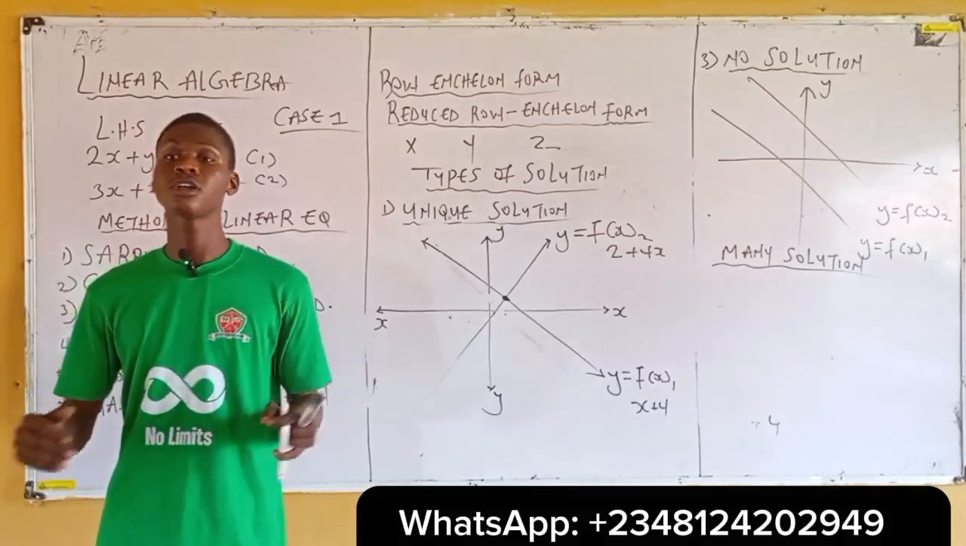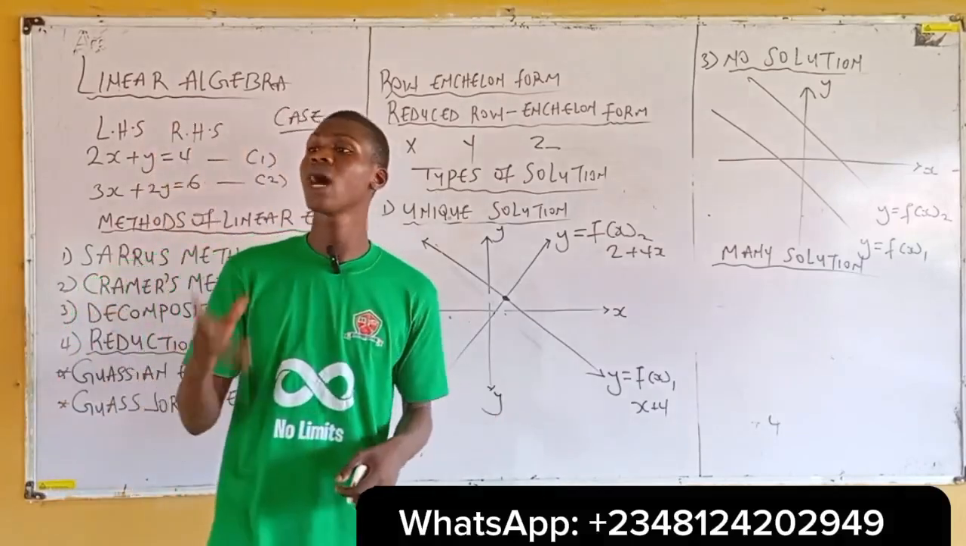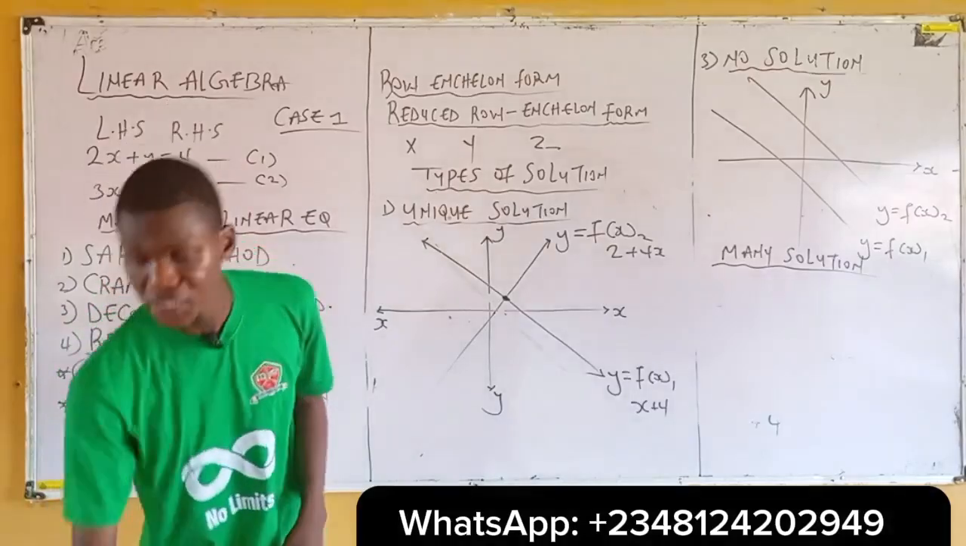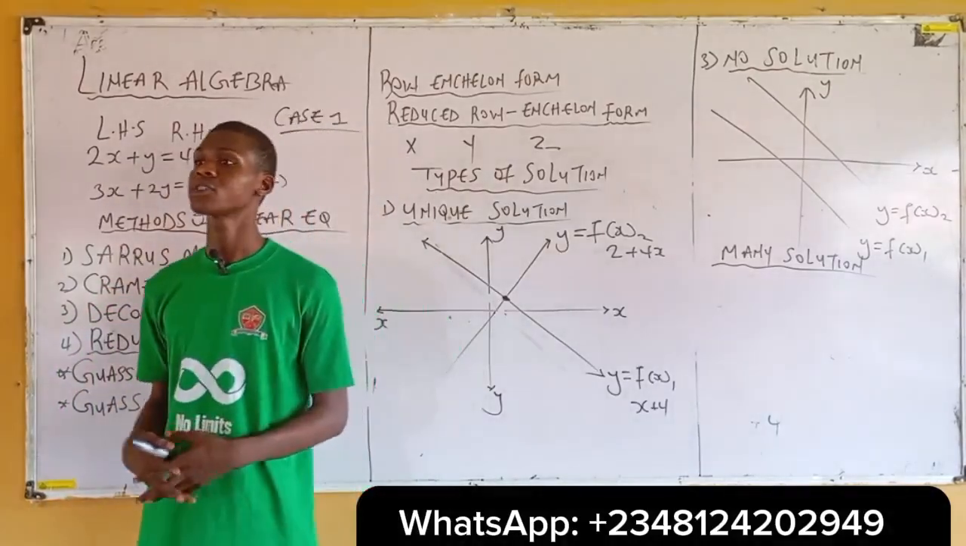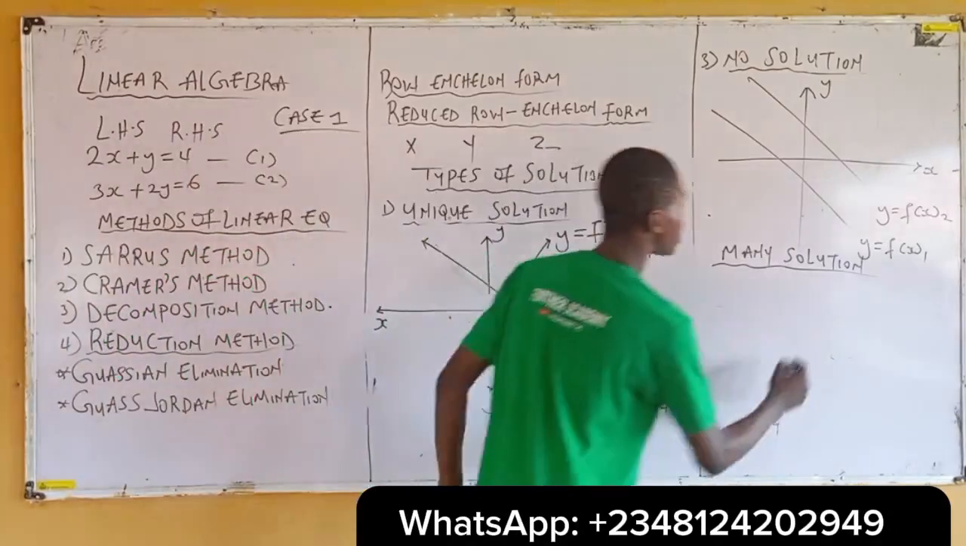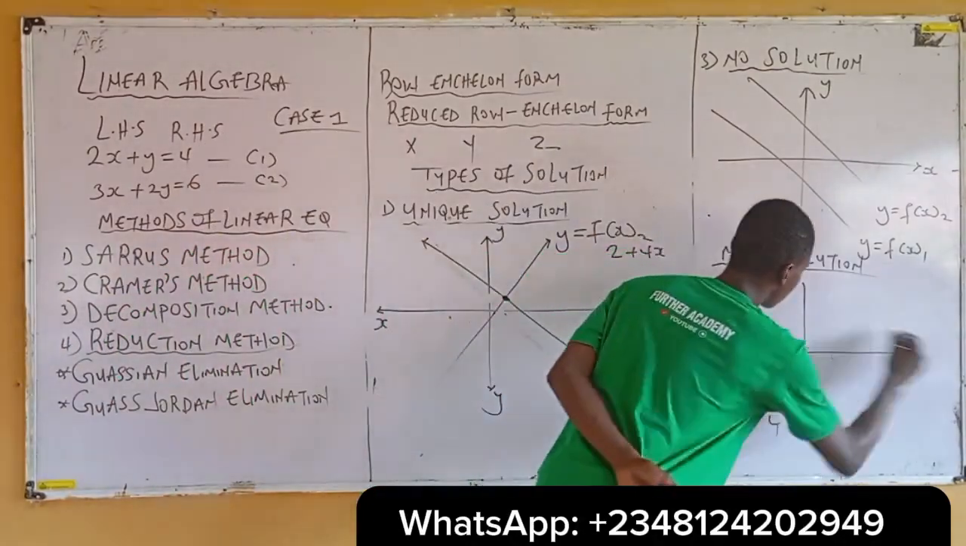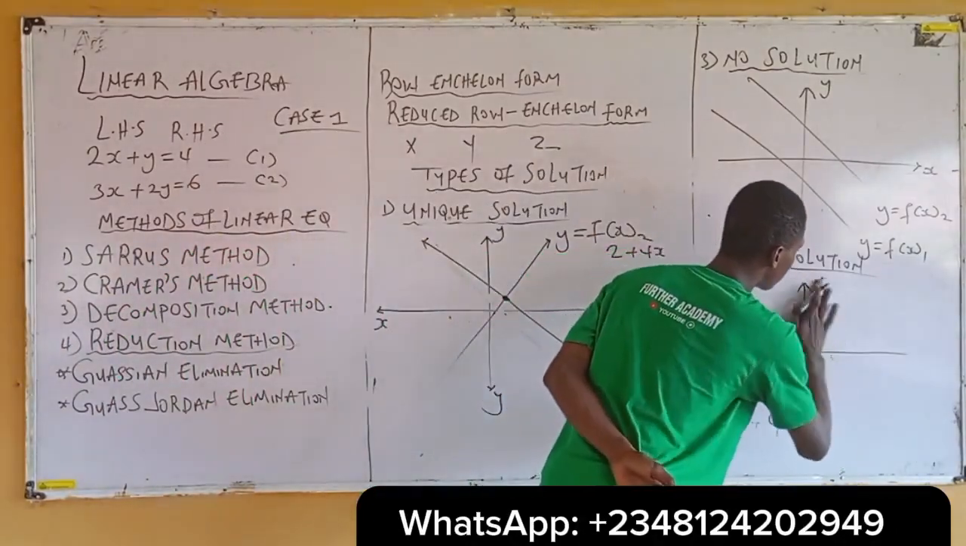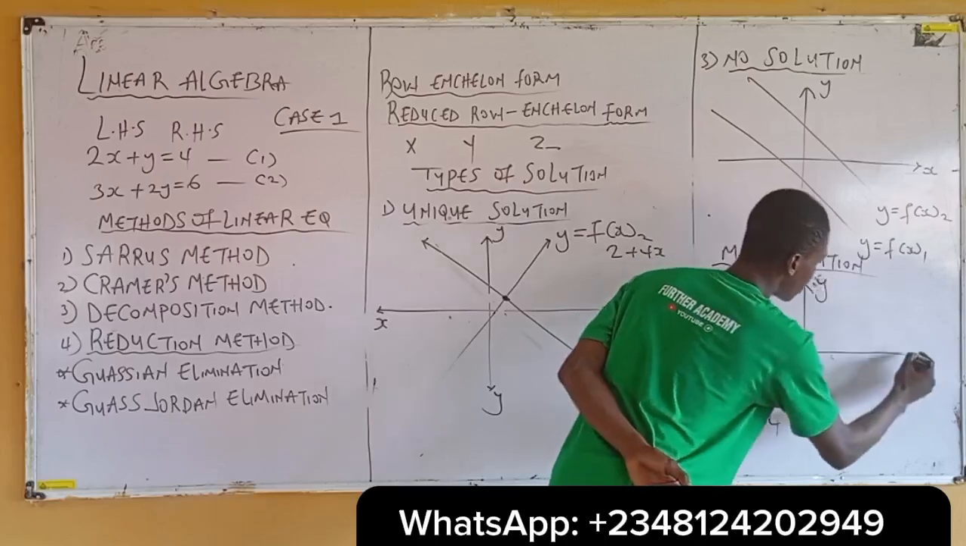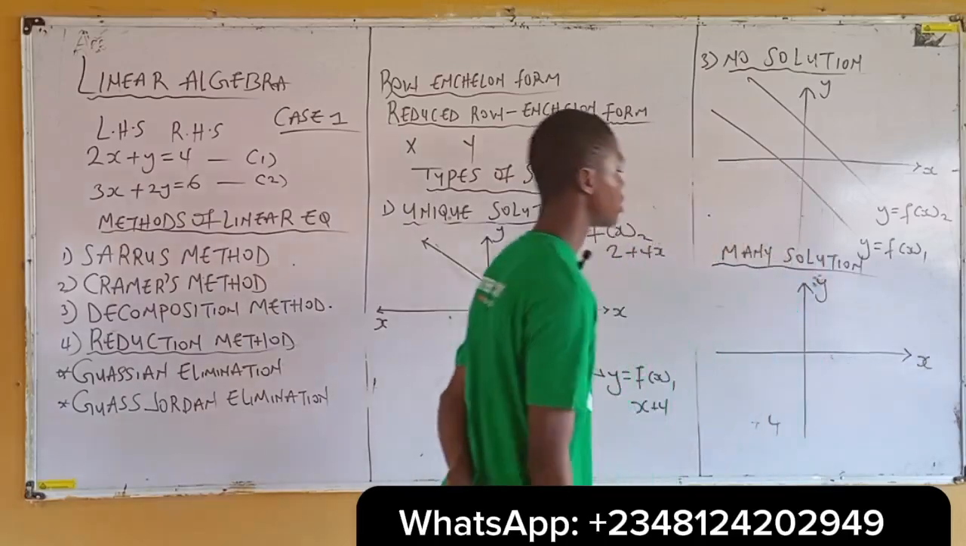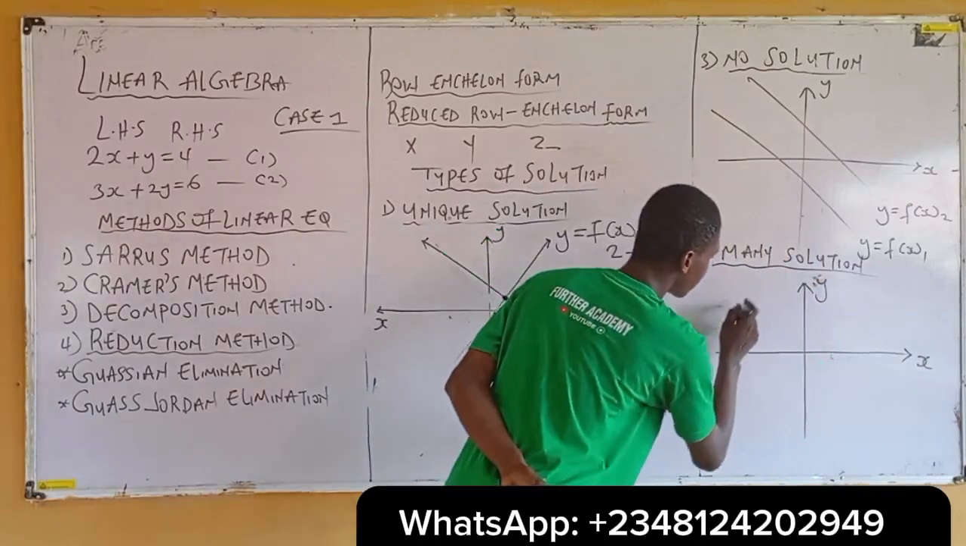One value. So these unknown variables have more than one value. These unknown variables have more than what? One value. So this is our graphical representation. Let's say this is y, and let's say this is x. So you just have a single line.